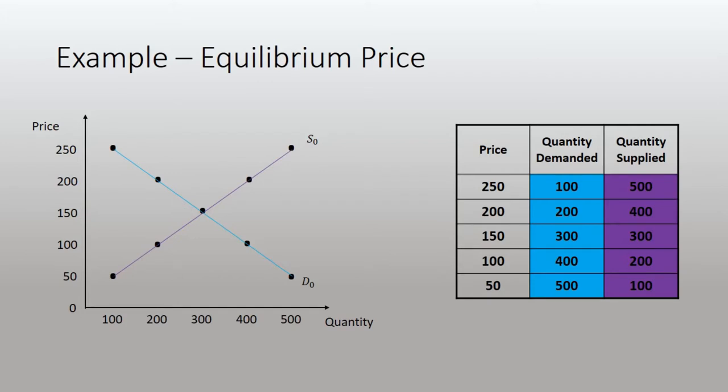Then to find our equilibrium price, we look at where our supply and demand meet, and we can see that they meet at price 150 and at quantity 300. We therefore find that our equilibrium price for this product is 150.